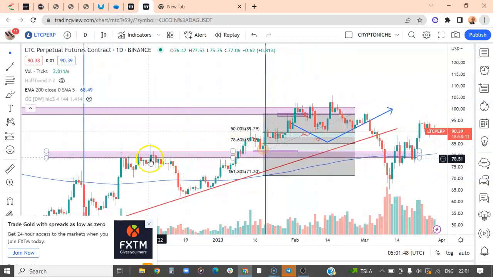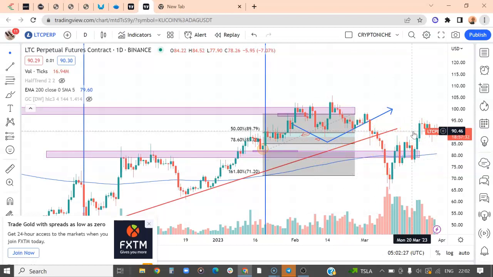So that resistance level became a new support at this level, isn't it? When you're trying to analyze the charts and do your technical analysis, the moment a resistance level becomes new support, you should know the possible outcome of that. So this becomes an important area of interest for traders.